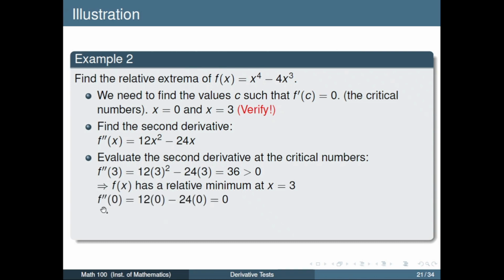And at x equals 0, f double prime of 0 will be equal to 0. Okay? So, whenever SDT fails, you have to use the FDT for x equals 0. So, that means you have to observe the sign of f prime of x to the left of 0 and to the right of 0 and see if it changes. Okay? So, yun. For getting the relative extrema, pwede nyong gamitin parehong FDT and SDT. However, yung SDT minsan nag-fail siya. So, if it fails, you have to use FDT.